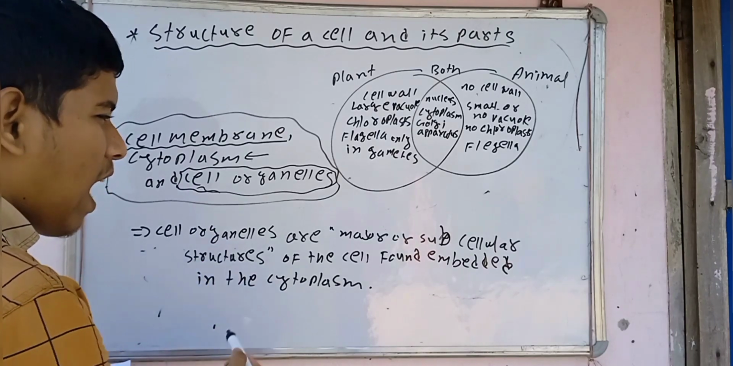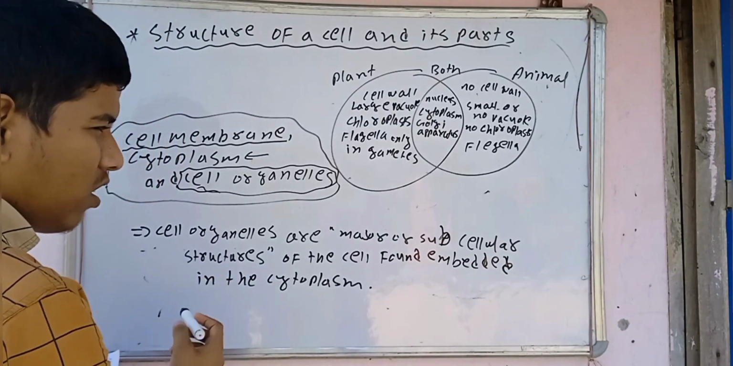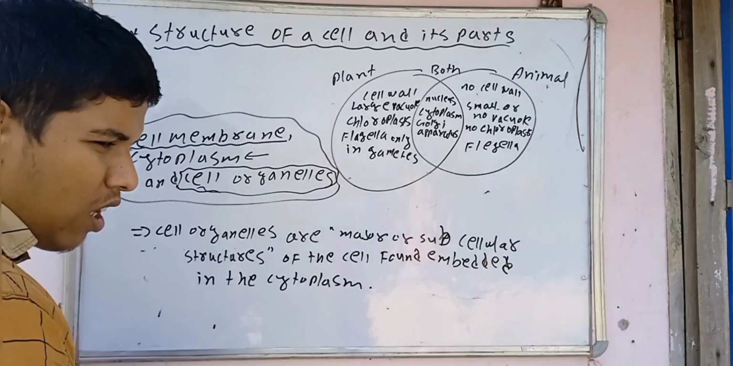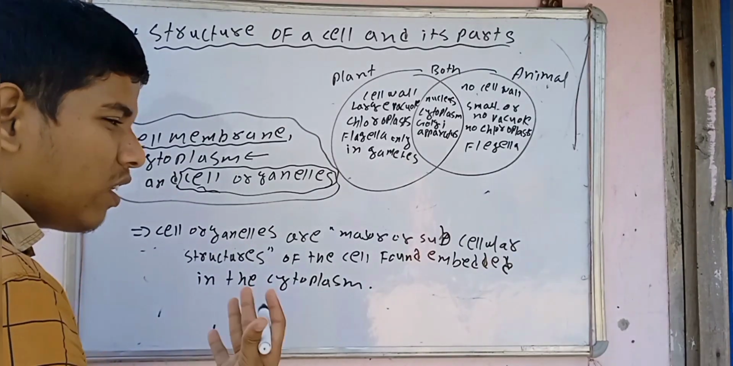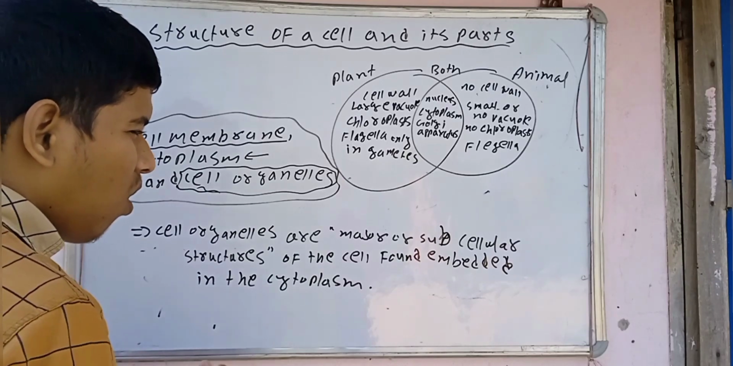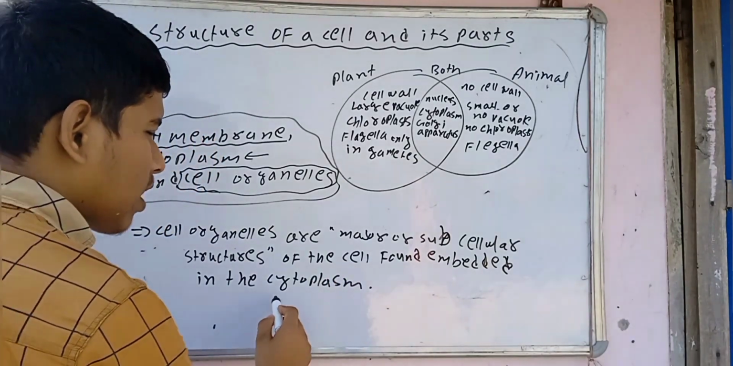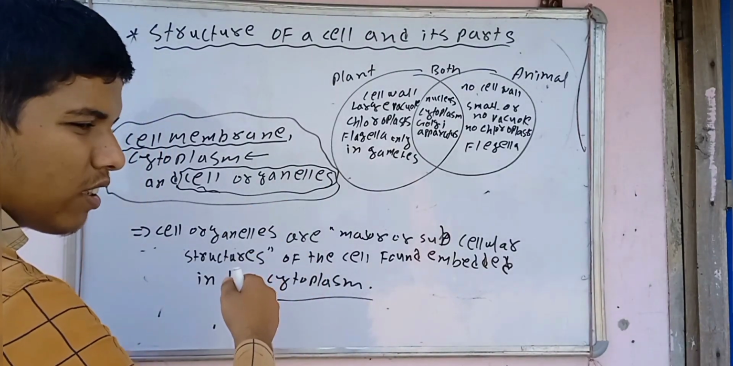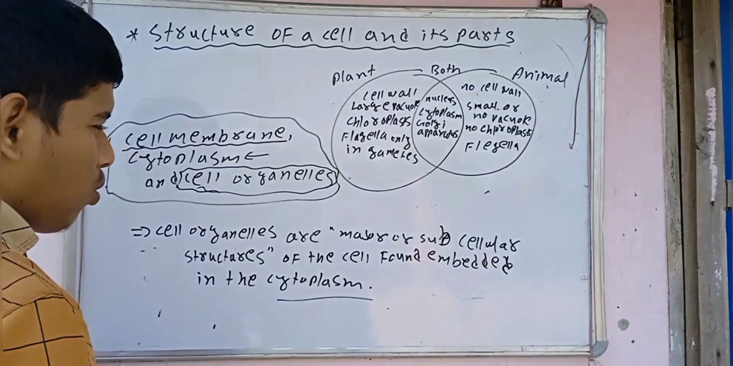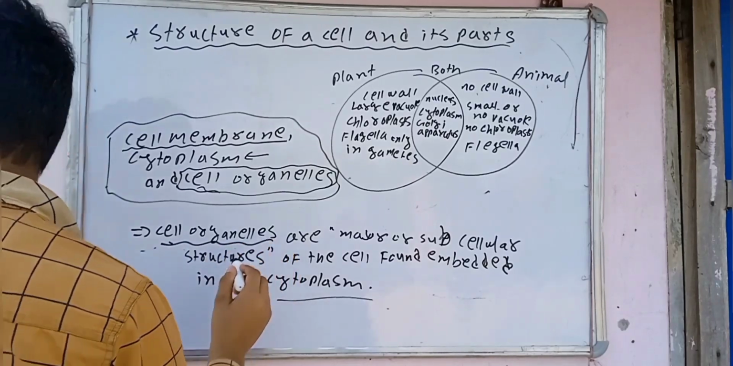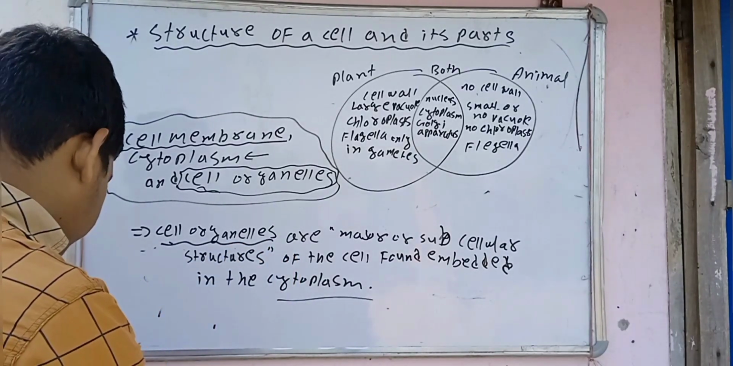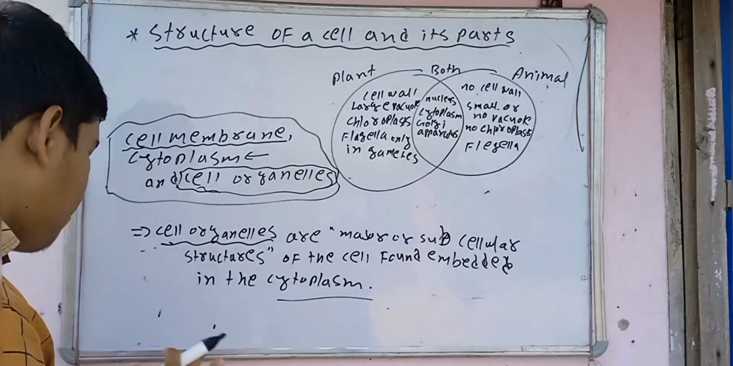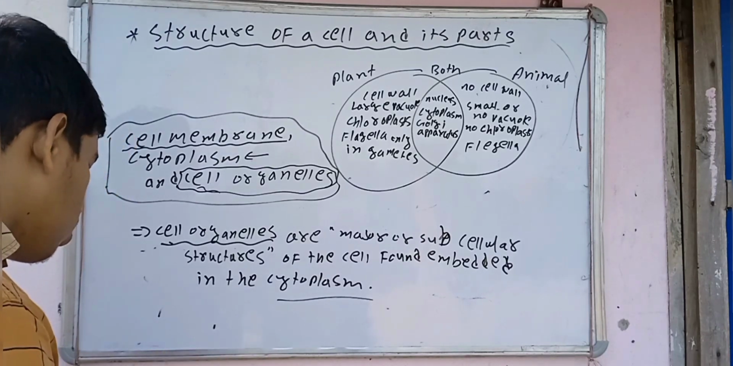So cell organelles are major or subcellular structures. Subcellular structure means they are found in the cell. They are found embedded in cytoplasm. Embedded means attached to what? Cytoplasm. Cell organelles are attached to cytoplasm, right? They form a living part of the cell, the part which is alive.